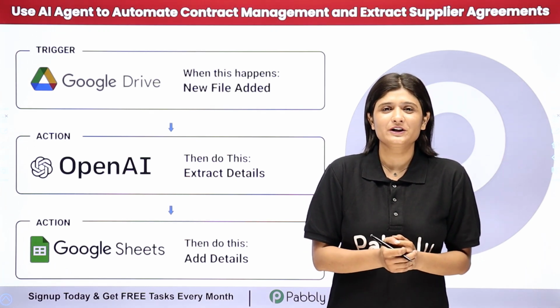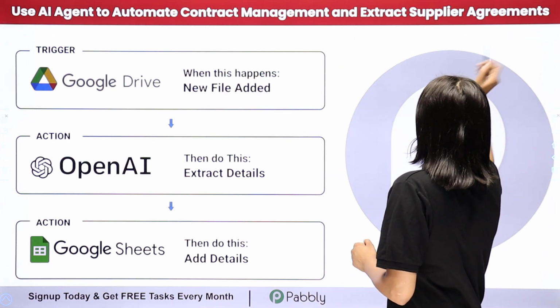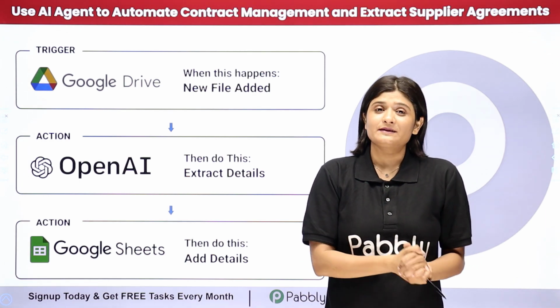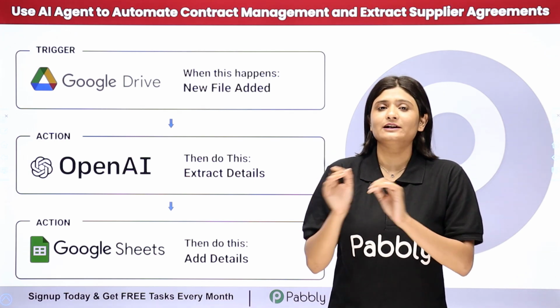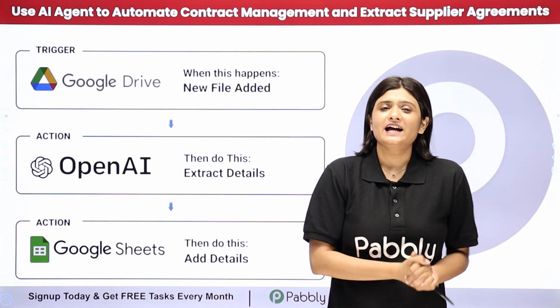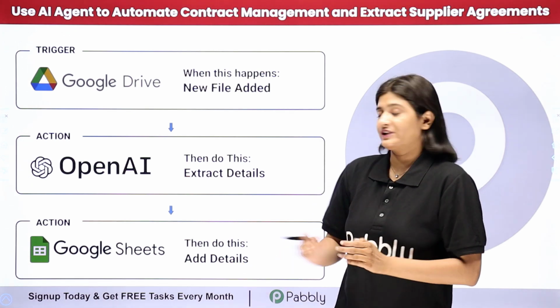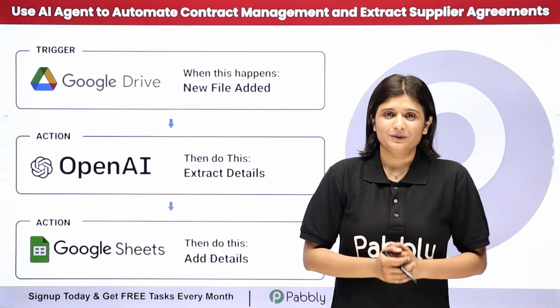In this video, we are going to learn how to use an AI agent to automate contract management and extract suppliers agreements. So let's suppose I'm receiving all the suppliers agreements in my Google Drive and I want to extract the key terms from that. I'm going to use my AI agent as OpenAI and I'm going to extract all the details and add that to my Google Sheets. Doing this manually will consume a lot of time, so I'm completely going to automate this process.